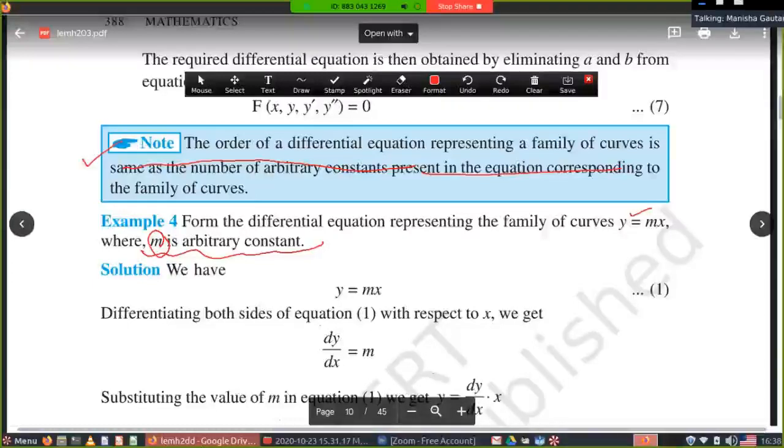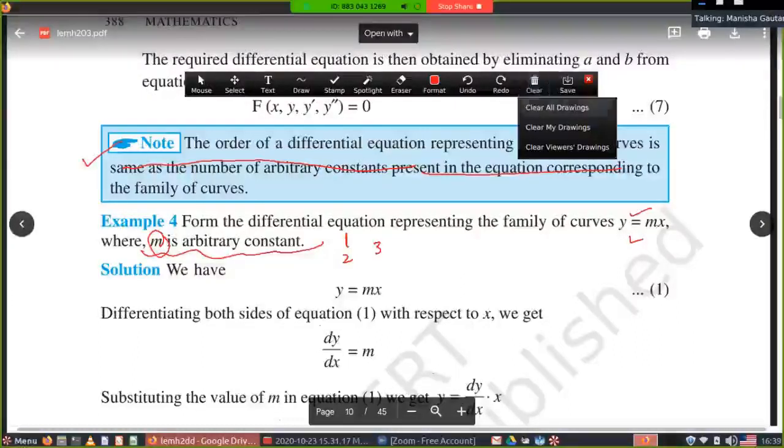If the number of arbitrary constants is only 1, then you have to differentiate the given equation once. If arbitrary constants are 2, it means you have to differentiate the given equation 2 times. And if arbitrary constants are 3, then you have to differentiate 3 times. Our target is to eliminate the arbitrary constant. It means to eliminate the arbitrary constant, you have to differentiate the given equation of the curve or the given equation of the function. Here the equation of the curve is y = mx.